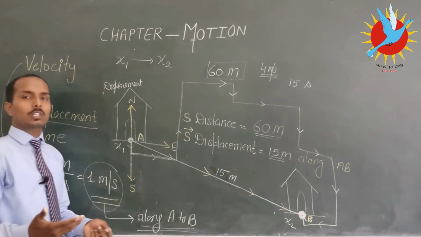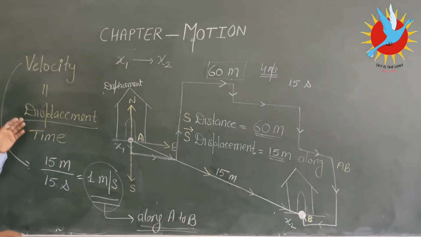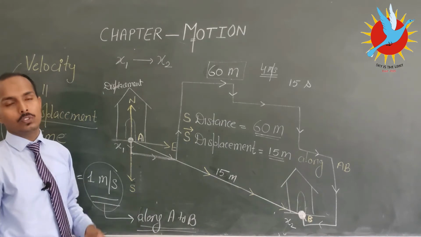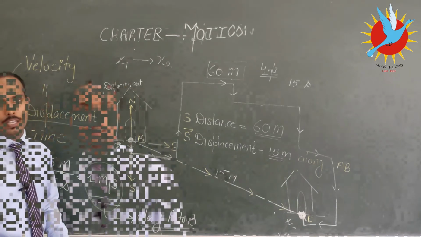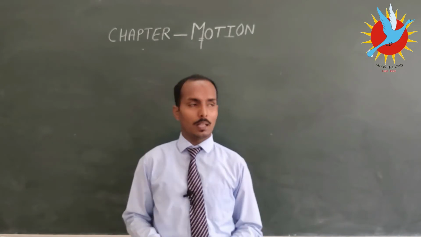In very simple terms, if you give direction, then it becomes velocity. Velocity is equal to displacement upon time. Displacement has direction, so definitely velocity also has direction. So displacement upon time becomes 1 meter per second and its direction is along AB. This is velocity. Now we understand the term velocity with its definition and types.